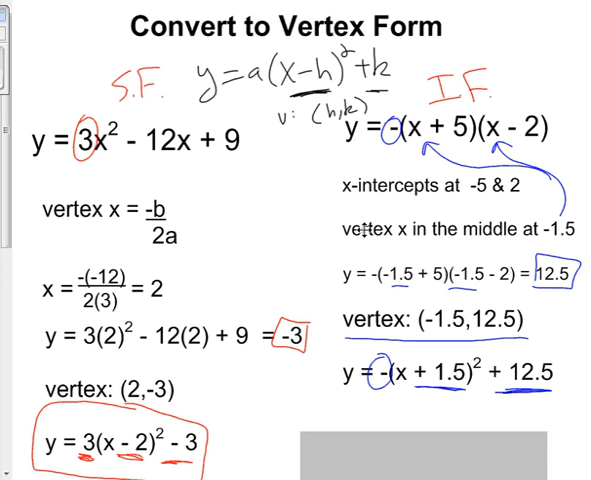So when you're converting to a form, depending on which form you're going to, you just find the pieces that you need and then plug them into the form. Going to standard form again, though, that's a quick one because all you do is multiply everything together and it automatically becomes standard form.